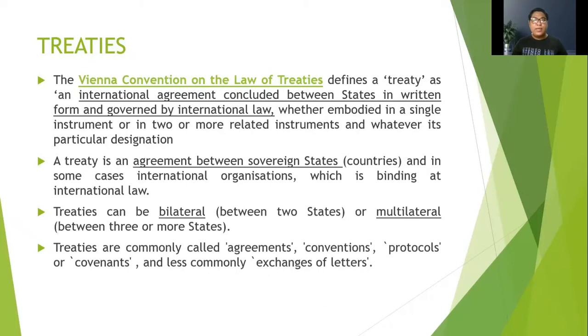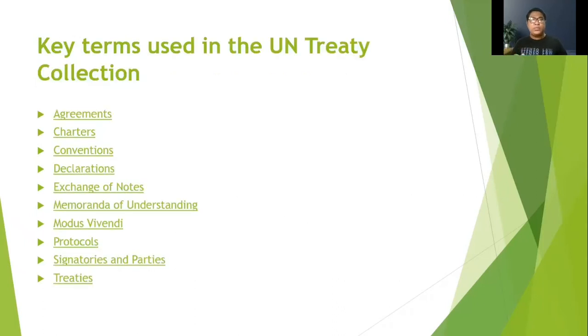So a treaty, as defined, is an international agreement concluded between states, written in form and governed by international law. A treaty is an agreement between sovereign states. It can be bilateral or multilateral, and it is commonly known as agreement, conventions, protocols, or covenants, etc. There are key terms used in the UN Treaty Collection: agreements, charters, conventions, declarations, exchange of notes, memoranda of understanding, modus vivendi, protocols, signatories and parties, and all of these are called treaties.